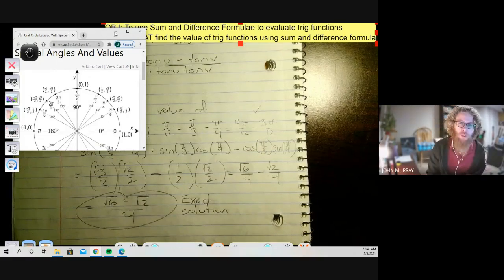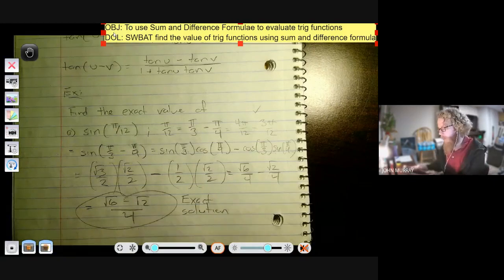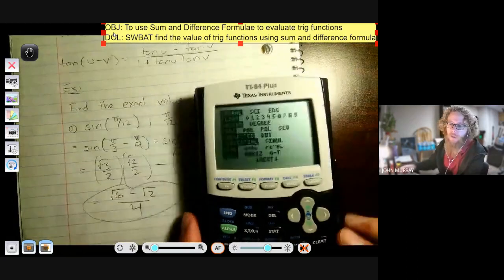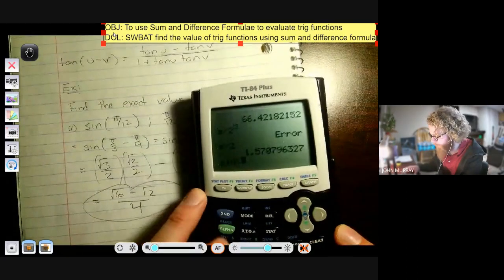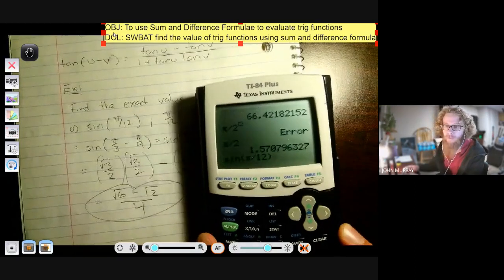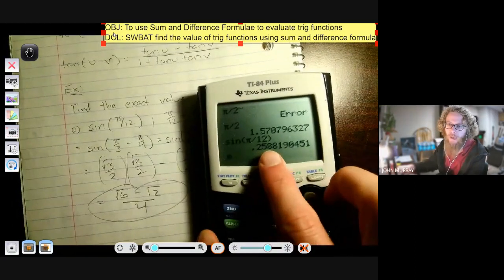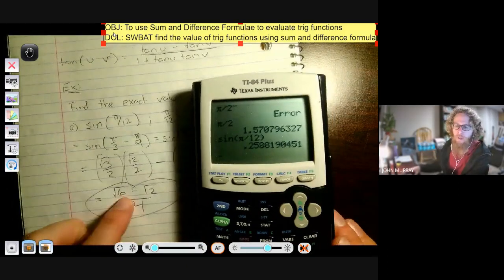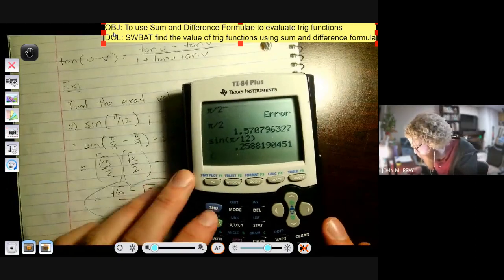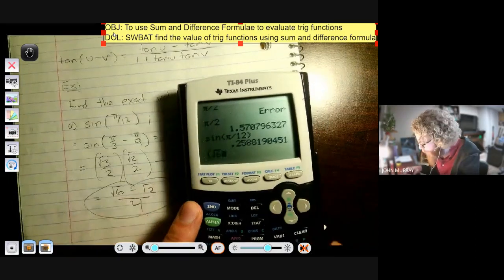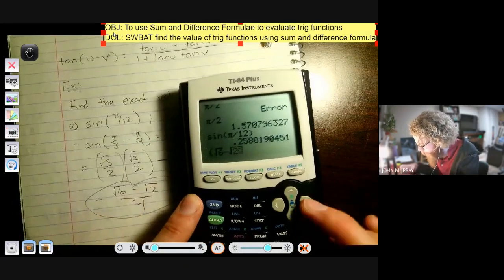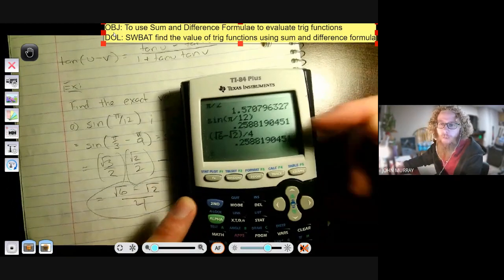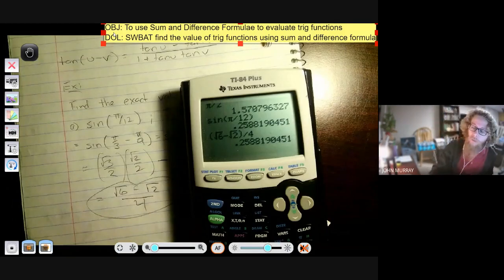All right, but just to double check, I'm going to do two things. I'm going to calculate sine of pi over 12. So I get 0.25882, we have the whole thing there. And now I'm going to calculate this, just to double check. So I'm going to have the square root of 6 minus the square root of 2, all divided by 4. And look at that. We get the same exact decimal representation.